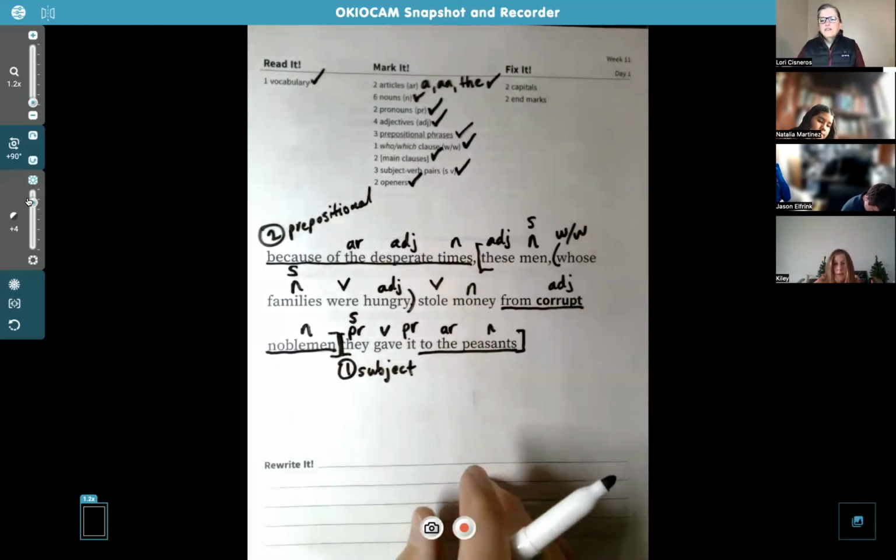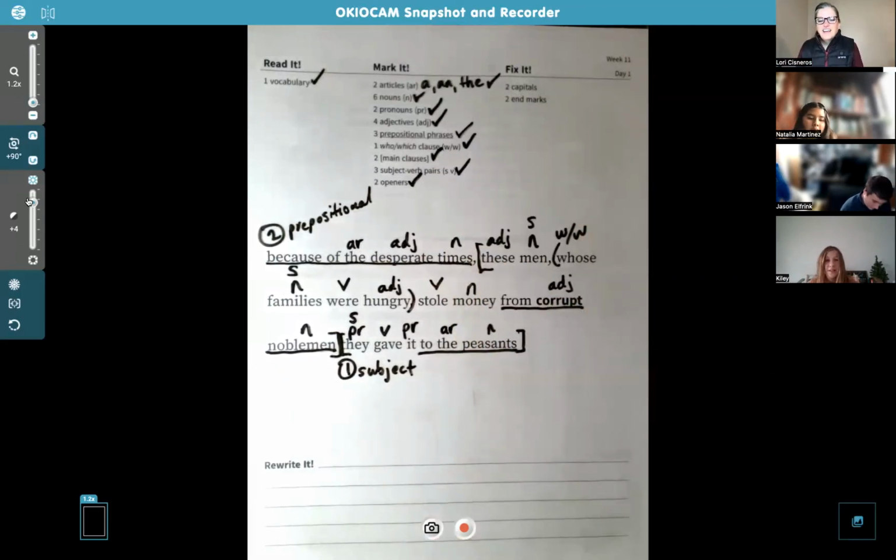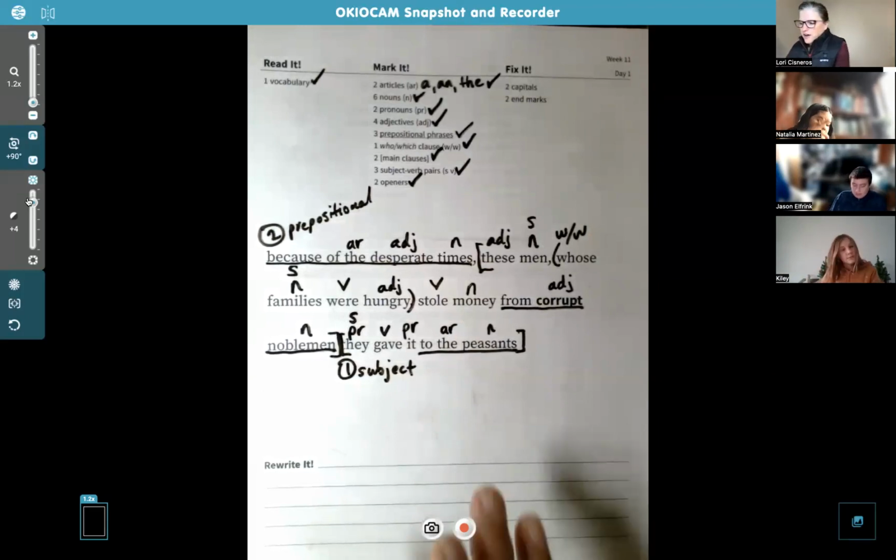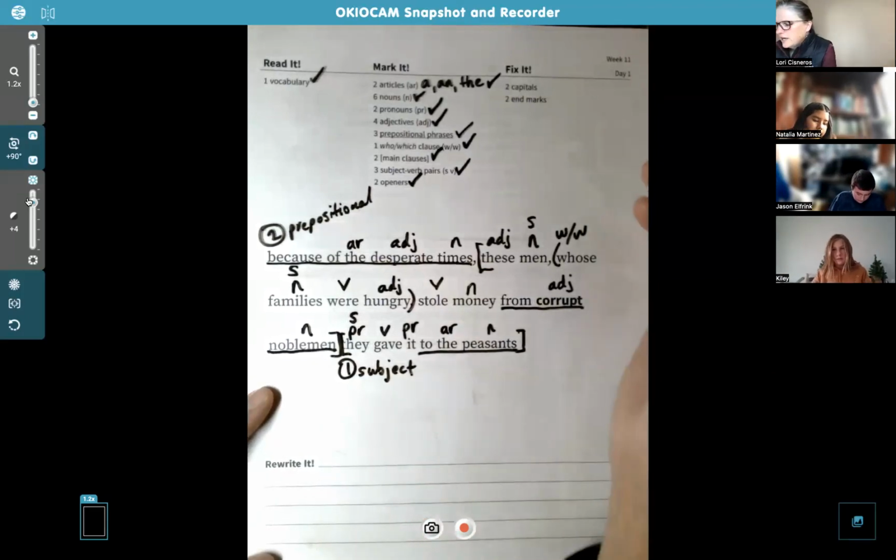Eventually, you guys accidentally made my J have a curly Q. Oh, eventually you guys are going to start using these openers in your writing too. And it'll help your writing out a lot. It'll really give it more stuff.